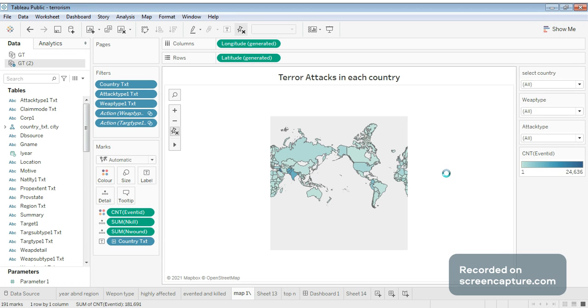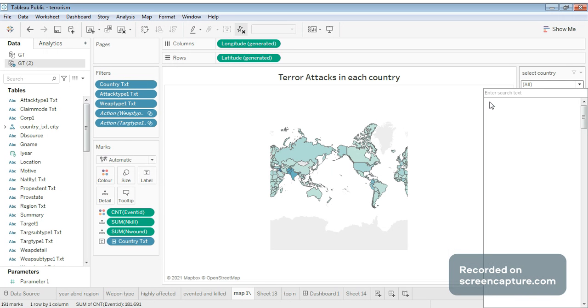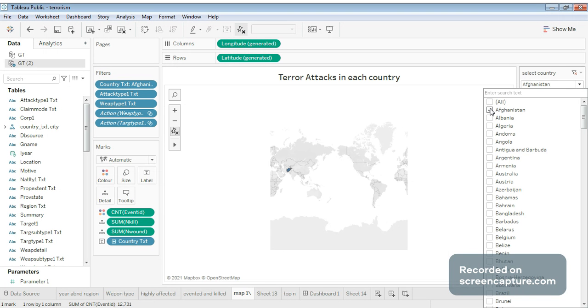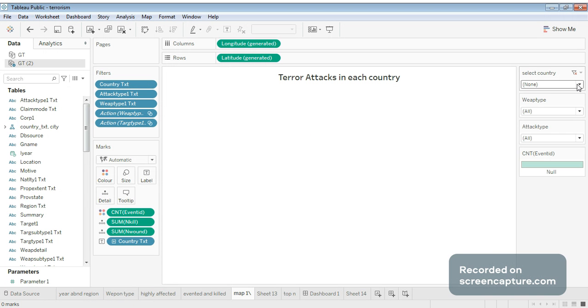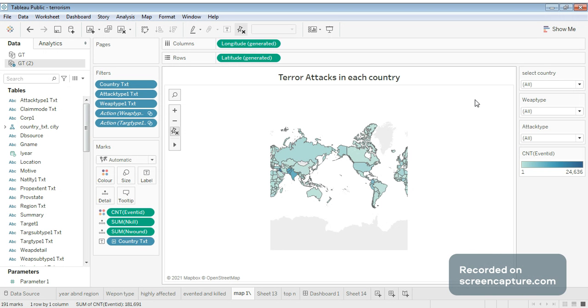This map represents three things. One, the number of events or attacks that have happened. Two, the number of kills, and the number of people wounded. When I click on something like Afghanistan, it shows Afghanistan. This is a common method that is used for mapping. I will show it in my dashboard again.